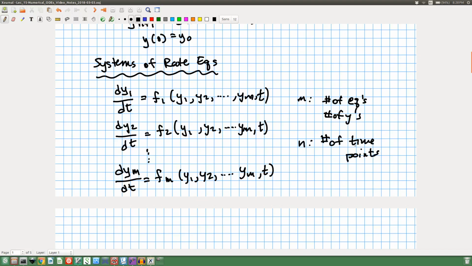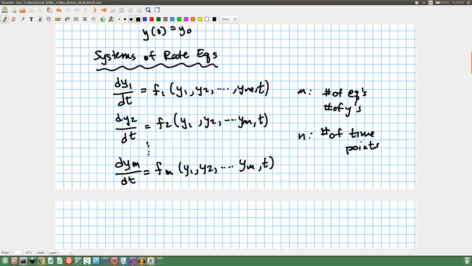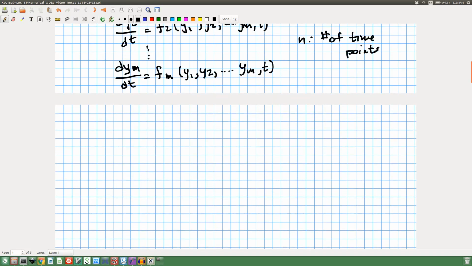Okay, and with these rate equations then, we should also have some initial conditions. We need an initial condition for every one. So we're going to have y1 at 0 equals y1,0; y2 at 0 is y2,0; down to ym at 0 equals ym,0. So that's a system of equations.